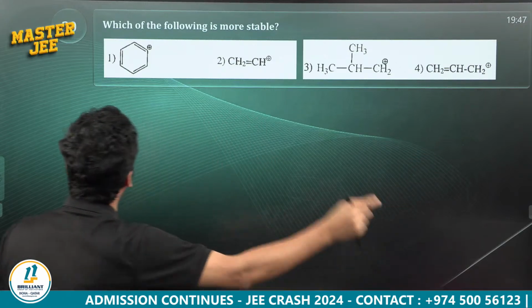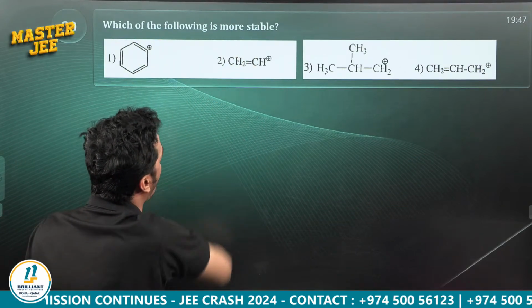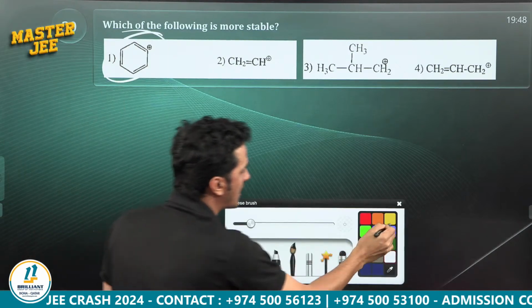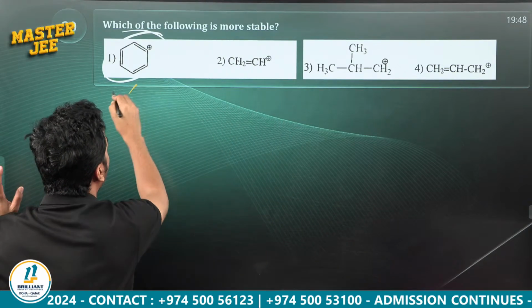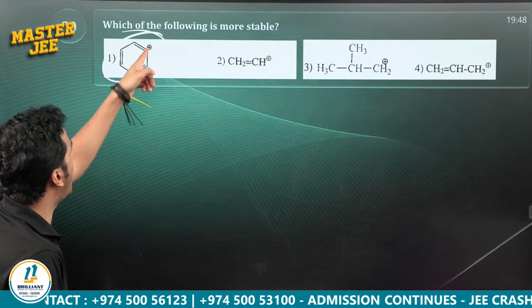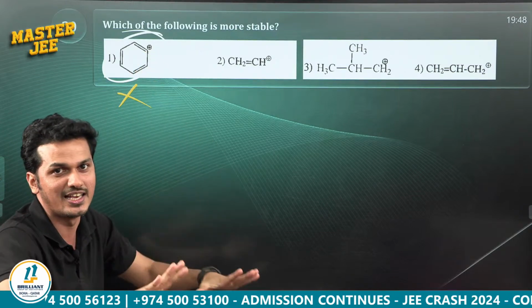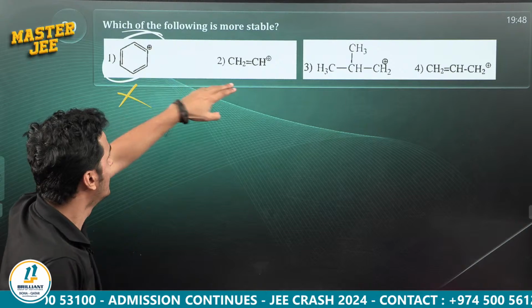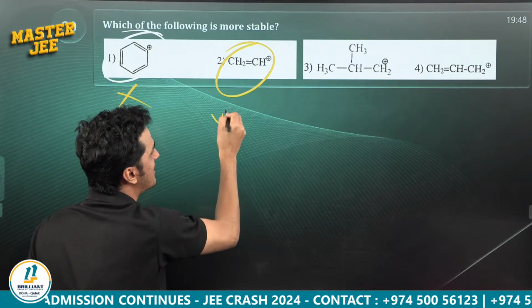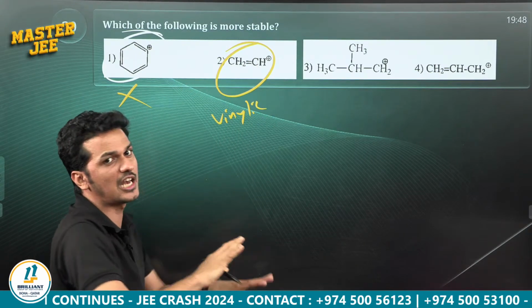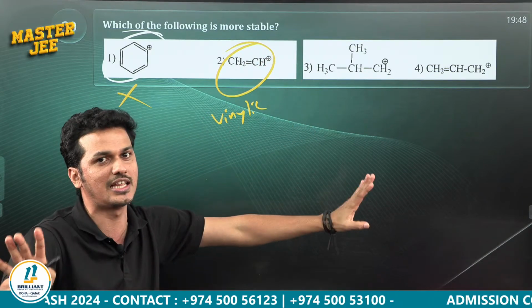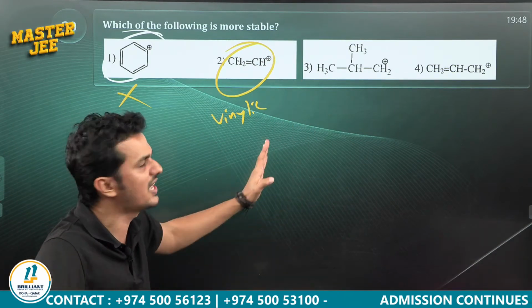So Abu, listen. Here, which of the following is more stable? We know that this is a phenyl carbocation. Phenyl carbocation is highly unstable because the charge is localized. That charge cannot move anywhere. So that's why it is highly unstable. This one, the vinylic carbocation, is also highly unstable. Why? That charge is not delocalized. It is localized. It cannot move anywhere.